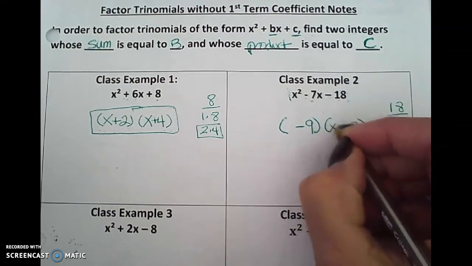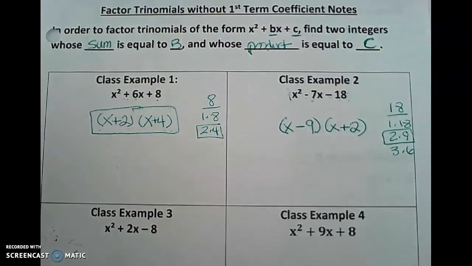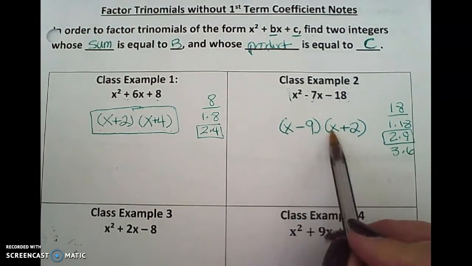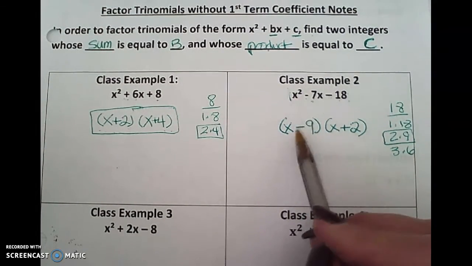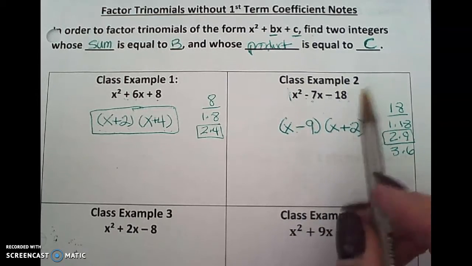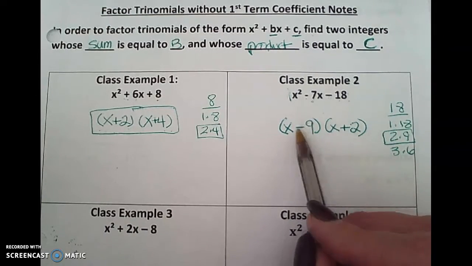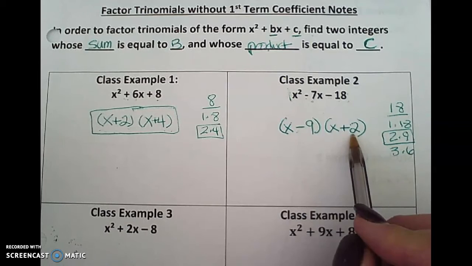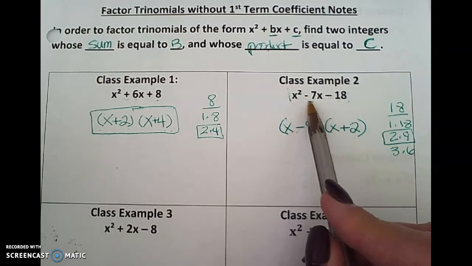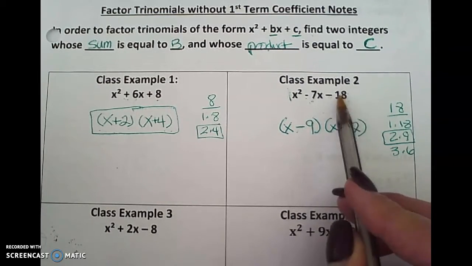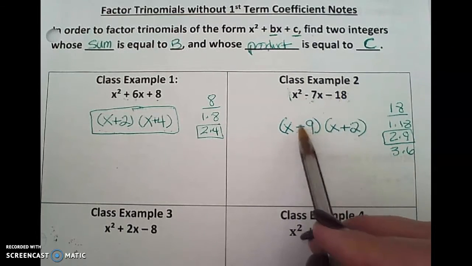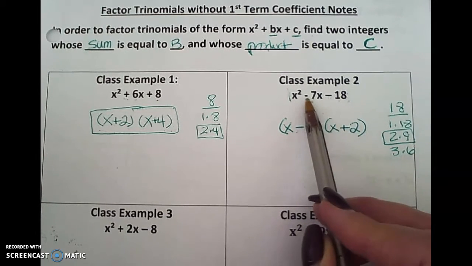And I should have put the x's here. So let's check it. X times x is x squared. Negative 9 times positive 2 is negative 18. And negative 9 plus 2 is negative 7. They multiplied to be the negative 18. They added to be negative 7.